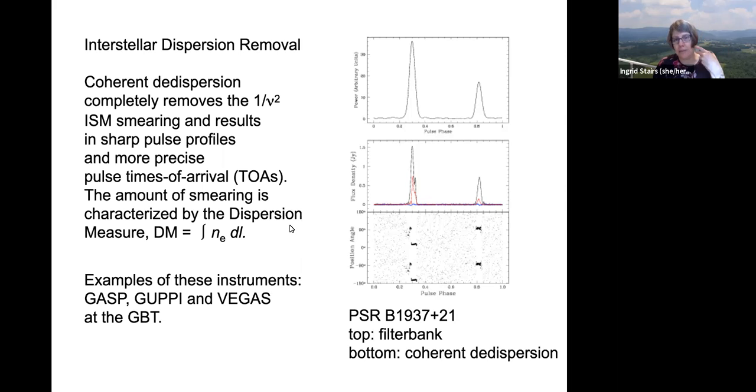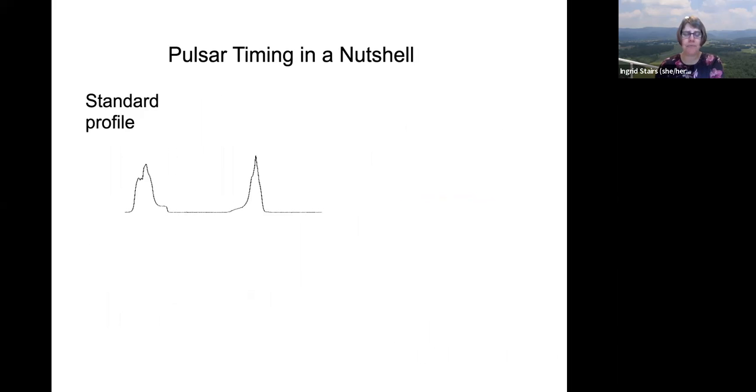We do that by taking a chunk of data, Fourier transforming it to the frequency domain, applying the inverse filter through multiplication, and Fourier transforming back. That lines up the pulse perfectly. So we recover all the sharp features, and there are a few instruments for this. Those of you who've used the GBT might have heard of those, but it's less important than the concept. When you get these sharp features, that is what allows you to do precision pulsar timing.